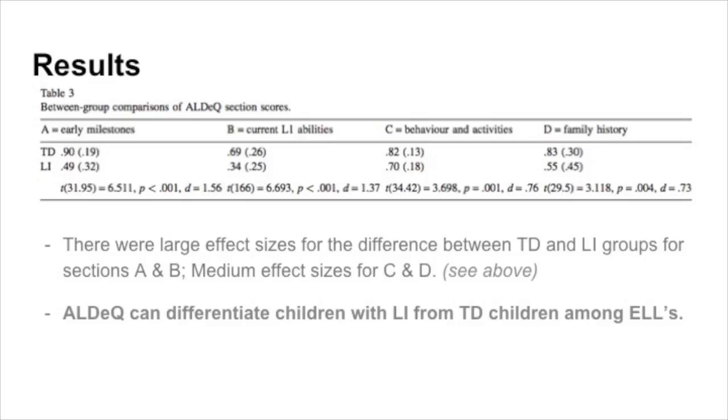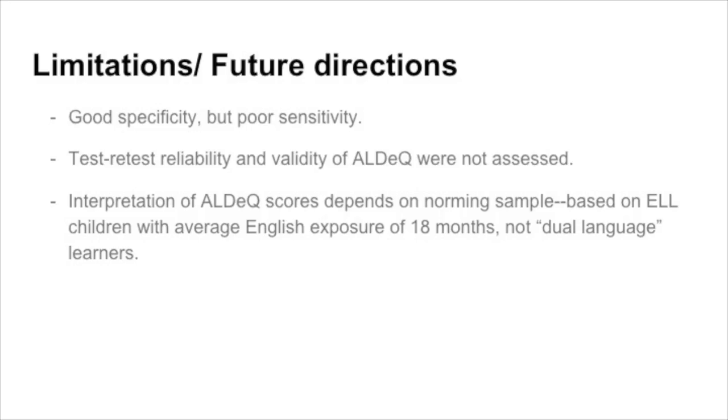Based on the results, Paradis and colleagues concluded that the ALDQ can differentiate children with language impairment from typically developing children among English language learners. One limitation in the study is that it had good specificity but poor sensitivity. It's possible that the poor sensitivity of correctly identifying children with language impairment is due to the selected sample. It's possible that some ELL children in the sample were misidentified as language impaired, since there is an over-identification of language impairment in this population.